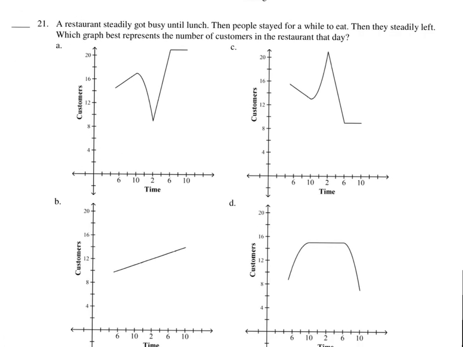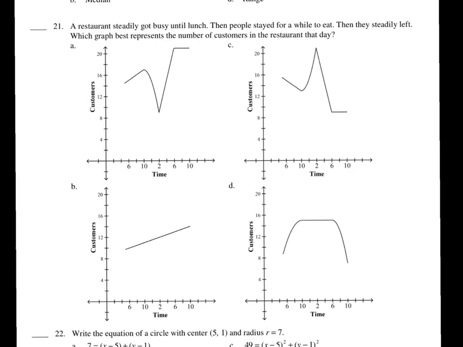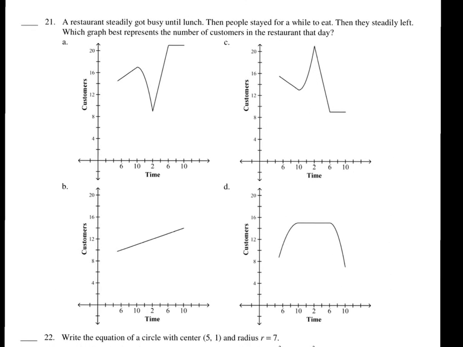For number 21, we just need to match the shape of the graph with what's happening. So I just like to draw arrows by the words. A restaurant steadily got busy until lunch. That means the number of customers they had was increasing. Then at lunchtime, people just stayed there. Nobody left, nobody came, so then they left. So we're looking for a graph that goes up, stays the same, and then goes down. That would be graph D.